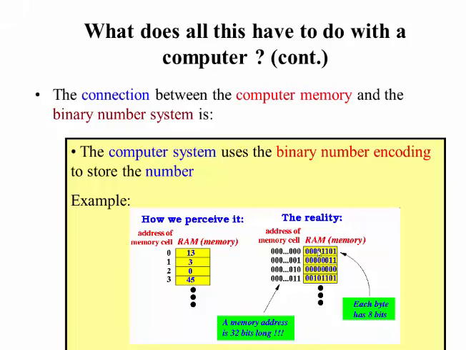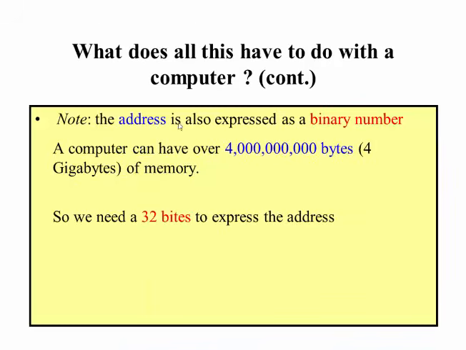1, 2, 3, 4, 5, 6, 7, 8 bits, which makes a byte. Now a memory address is 32 bits long. That is how long the address is. So note that the address is also expressed as a binary number. A computer can have over 4 billion bytes, so 4 gigabytes of memory. So we need 32 bits to express the address.